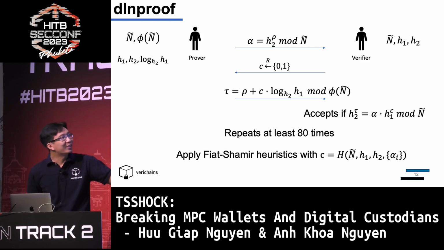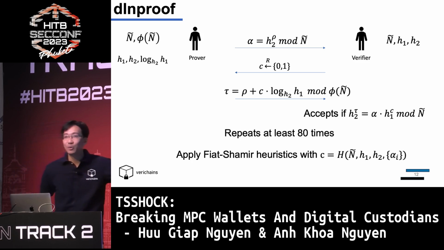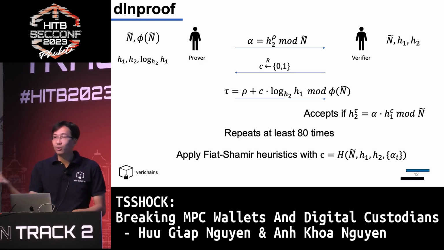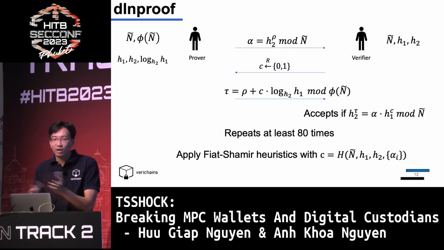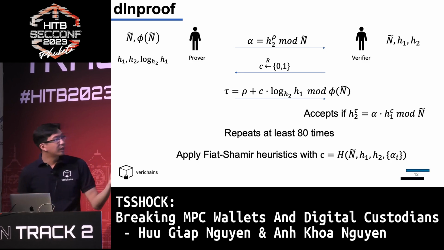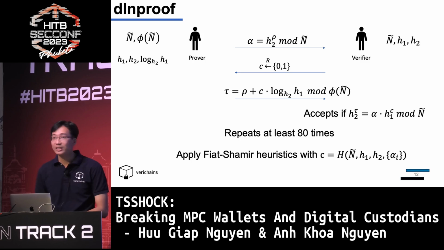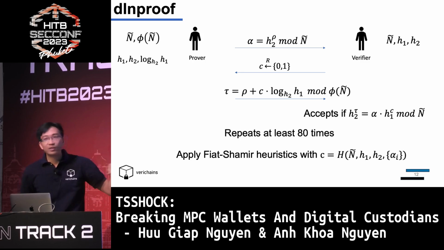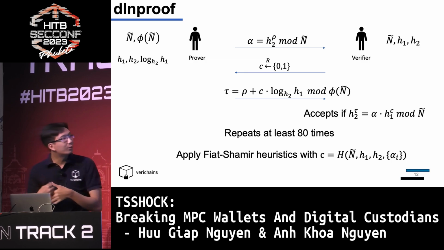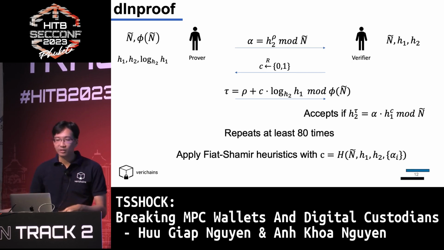This protocol has to repeat multiple times because the challenge is only 0 or 1, so the prover can just pretend and guess the correct value, 0 or 1. So it has to be repeated multiple times, and here I say it has to be repeated at least 80 times. But all of this is interactive, which means that you have to talk to the other people and the other people will have to talk back to you. So it's not really good to build a program using this kind of interaction.